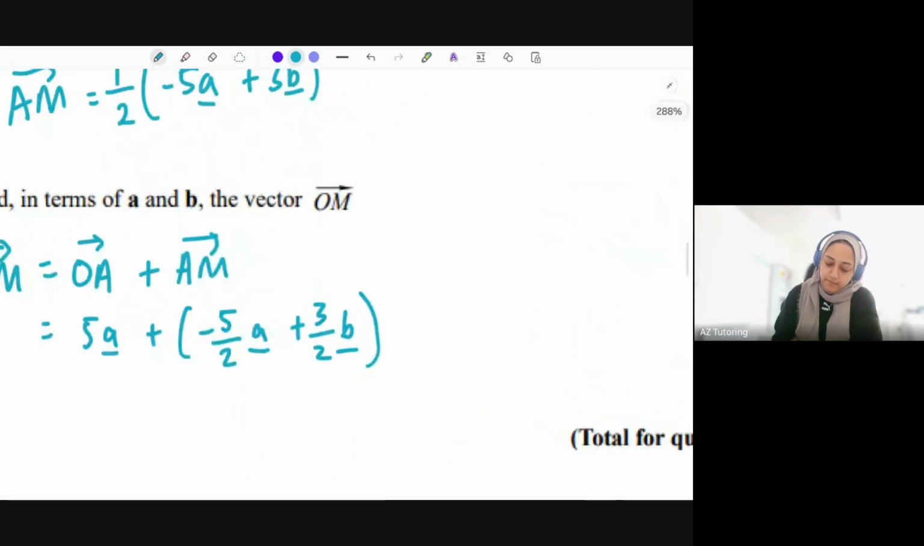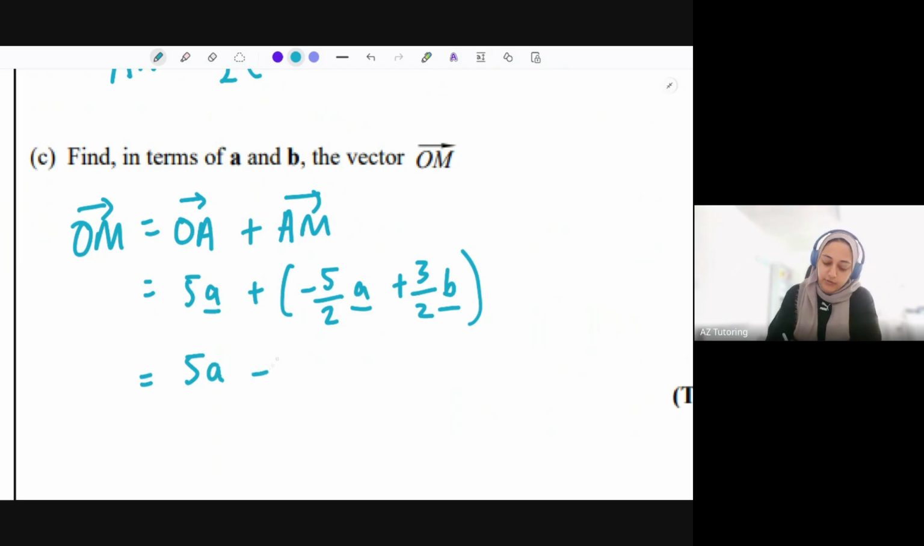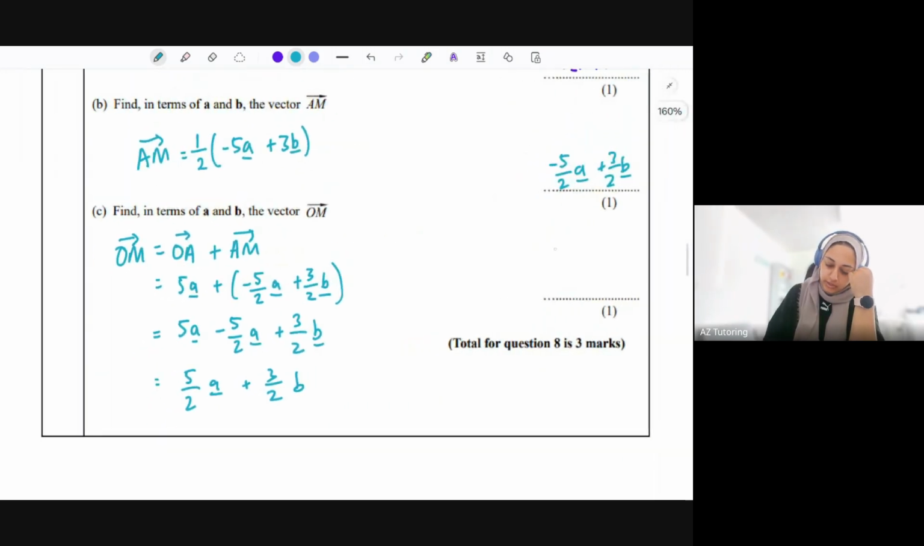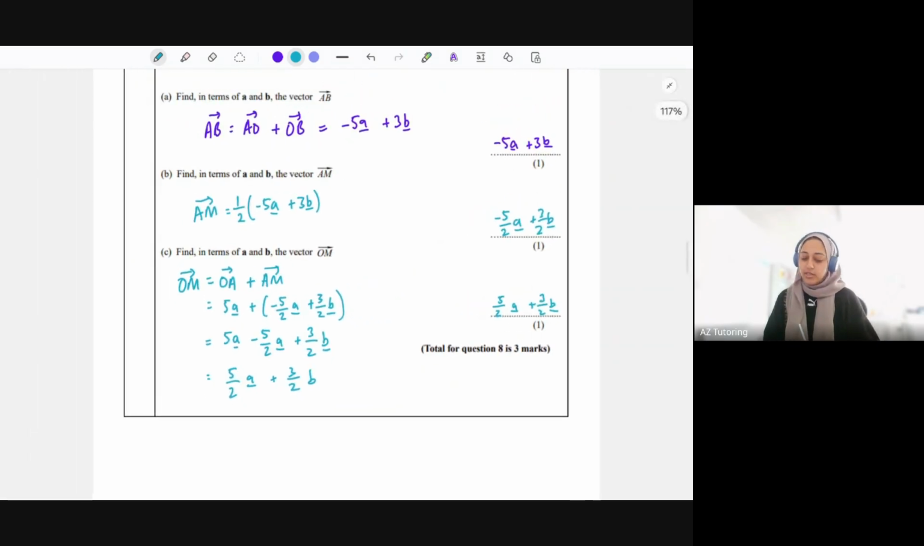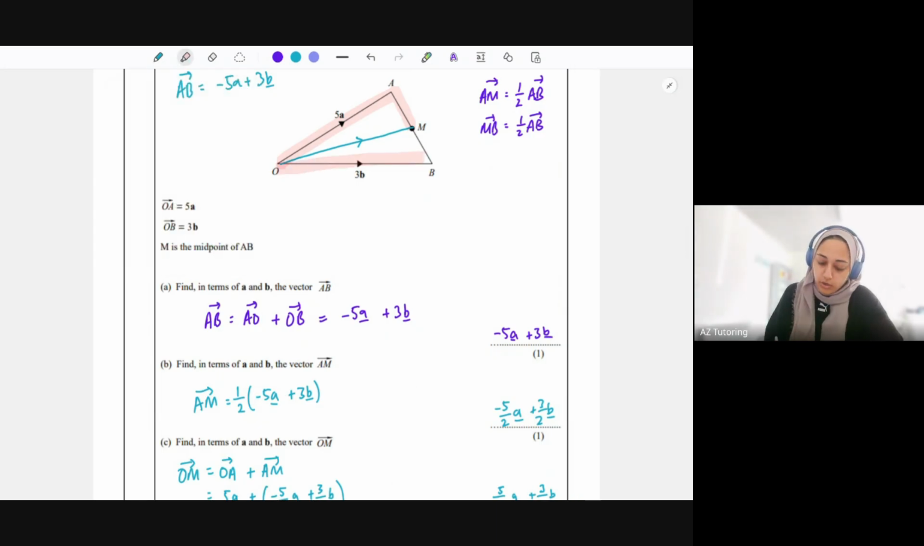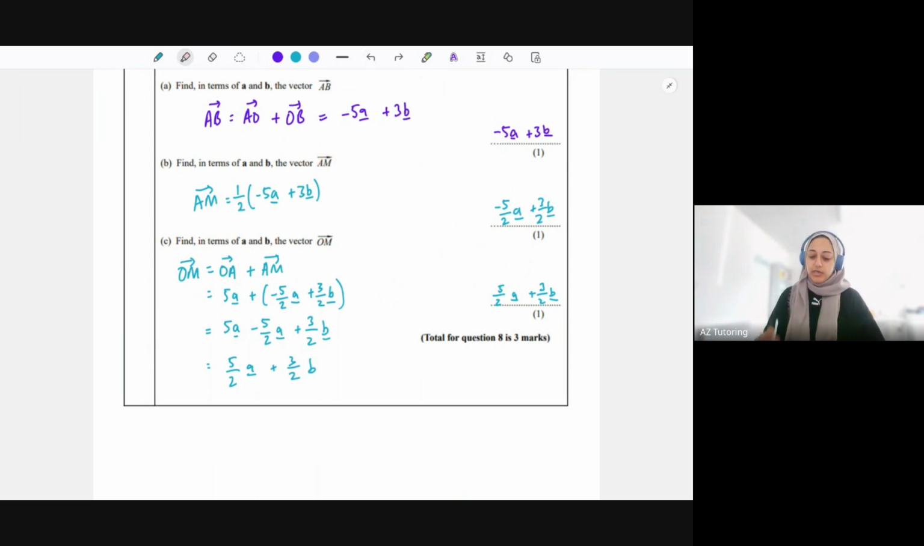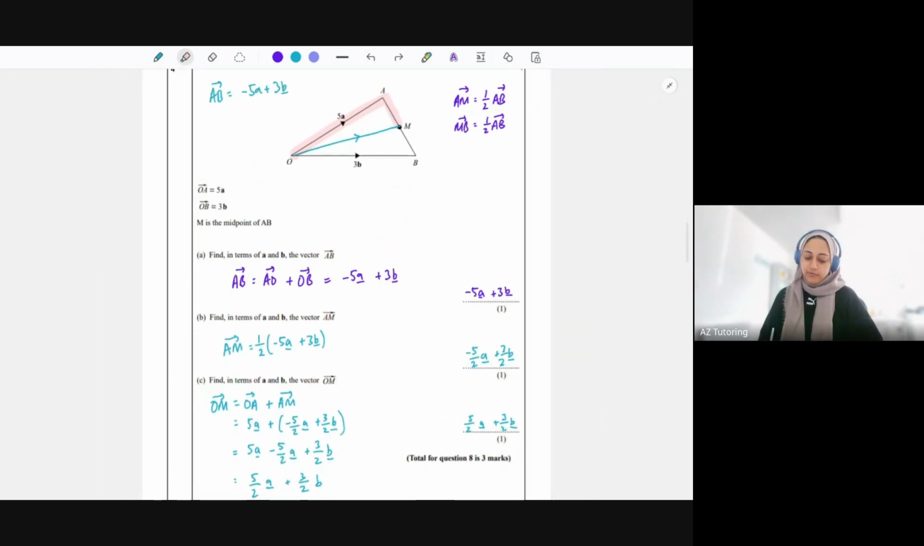So we can say that that equals 5A plus minus 5 over 2A, which is just minus 5 over 2A, plus 3 over 2B is just plus 3 over 2B. Let's collect like terms and simplify. 5A minus 5 over 2A, well, 5 over 2 is 2.5. 5 minus 2.5 is 2.5, so it stays as 5 over 2A plus 3 over 2B. And that's my final answer. I'll just put that here. 5 over 2A plus 3 over 2B. And if you did the same working out going OB, BM, you'll still get the same answer as that as well. But since we've already worked out AM, it made sense to use that other path. Okay, that's question 4. Moving on.